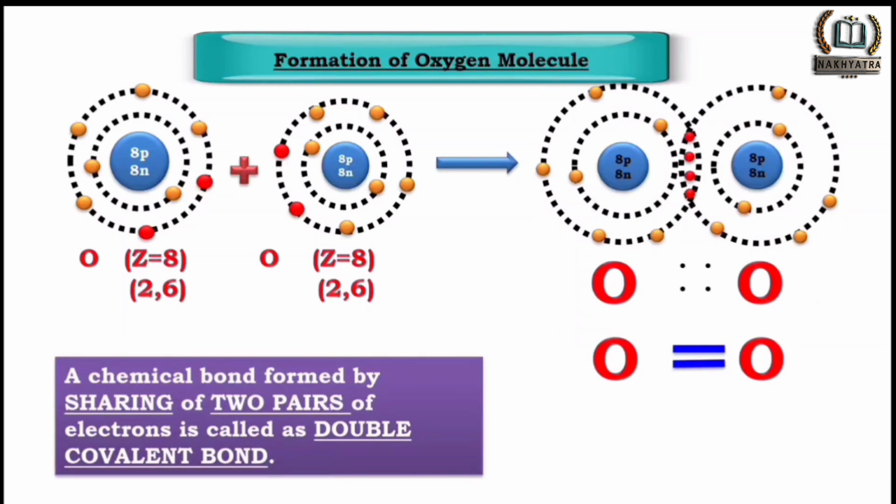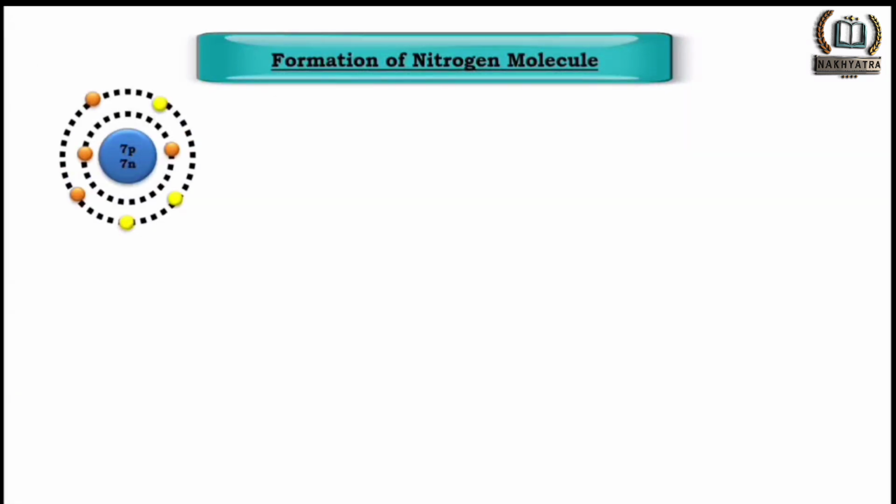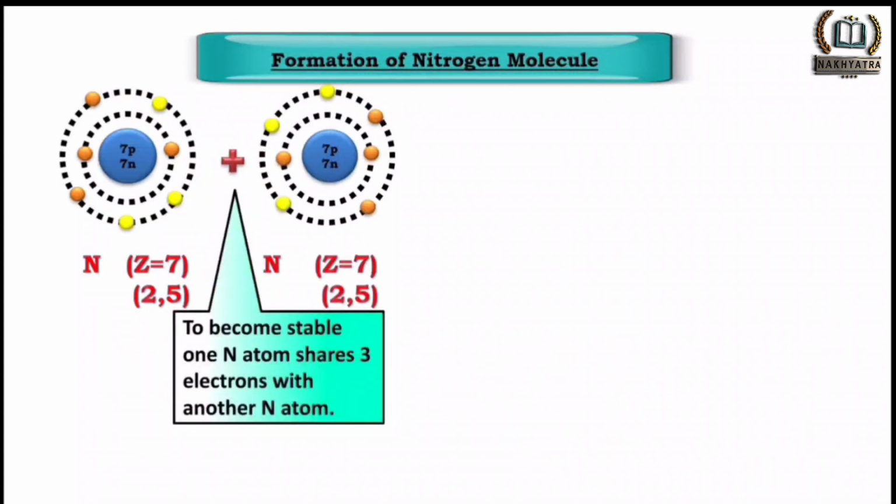Previously it was single covalent bond where only 2 electrons are shared. Here 4 electrons are shared, so it is double covalent bond. Next is the formation of nitrogen molecule. So the electronic configuration for nitrogen is given and the atomic number is 7. The electronic configuration is 2, 5. Now to become stable, one nitrogen atom shares 3 electrons with the other nitrogen atom.